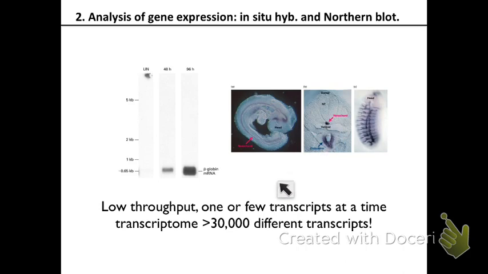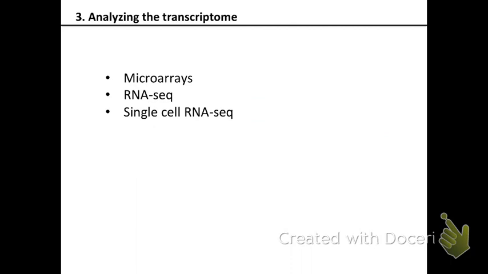However, both of these techniques are low throughput. What that means is that you can look at one gene at a time, right? But the transcriptome contains more than 30,000 different transcripts. So if we wanted to know and measure the amount of each RNA within the whole transcriptome, then we need different techniques, right? So today's lecture is all about these techniques. So we're going to talk about three of them: microarrays, RNA-seq, and briefly single-cell RNA-seq.